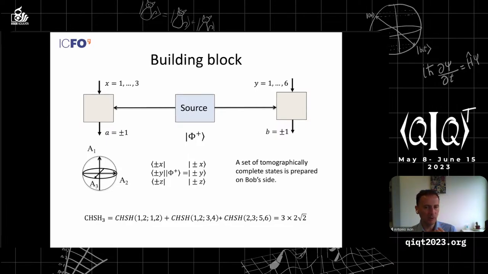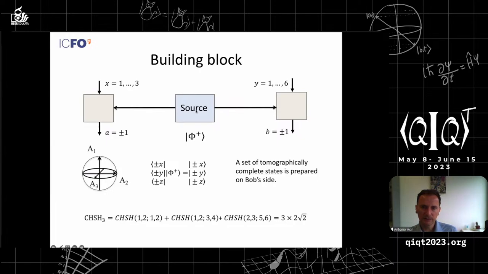Why this object is interesting from the point of view of self-testing, also for the device-dependent scenario, but especially for self-testing. If you reinterpret self-testing as a sort of device-dependent tomography: the way you do tomography is you have a state, for qubits, and you make measurements in the X, Y, and Z basis. This is tomography. Now let's try to do something similar for the device-independent scenario.